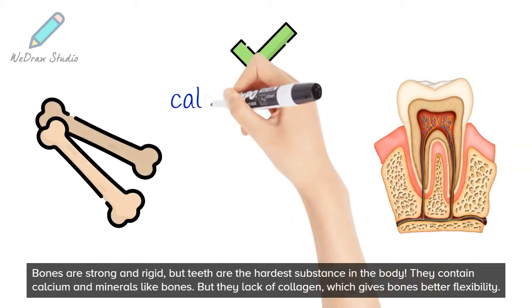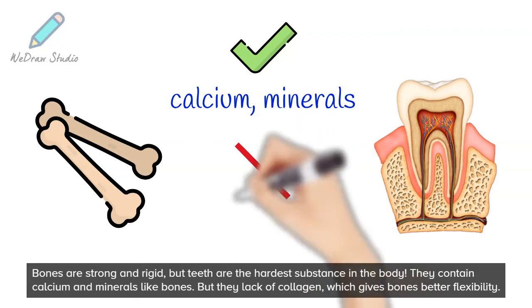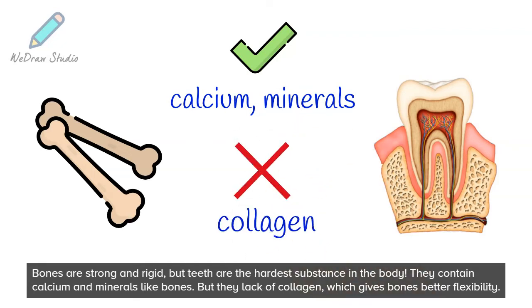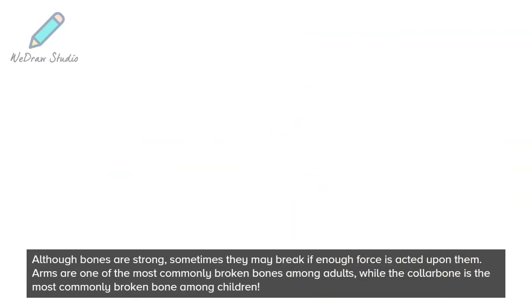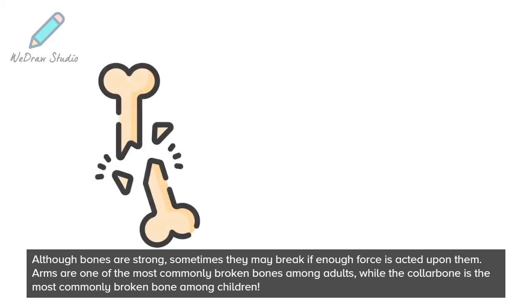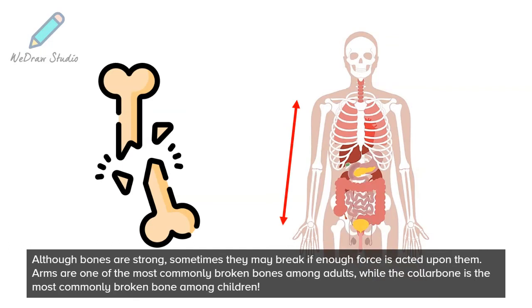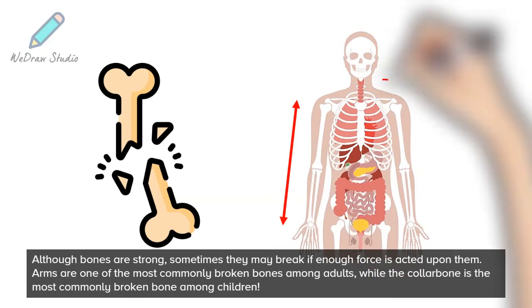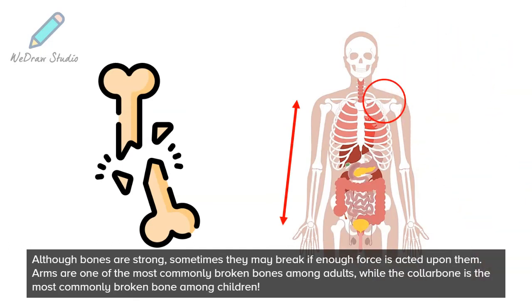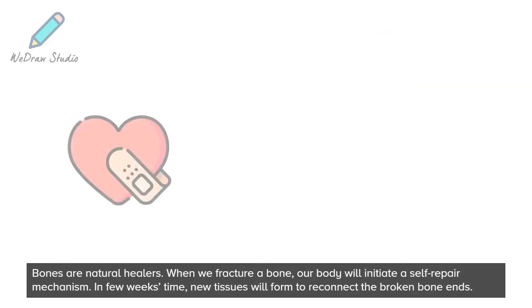Bones are strong and rigid, but teeth are the hardest substance in the body. They contain calcium and minerals like bones, but they lack collagen, which gives bones better flexibility. Although bones are strong, sometimes they may break if enough force is acted upon them. Arms are one of the most commonly broken bones among adults, while the collarbone is the most commonly broken bone among children. Bones are natural healers.